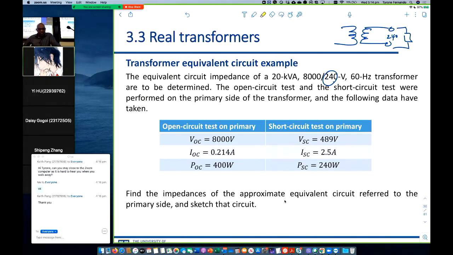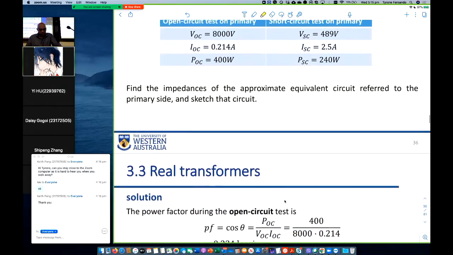The open circuit test and the short circuit tests were performed on the primary side of the transformer, and the following data are taken. So the open circuit voltage is 8,000. Open circuit current is 0.214 amps. For the open circuit test, the power measurement is 4,000 watts. It's 3 tests that we are doing. So let's focus on that, and then we'll come back to the short circuit, same measurements for the short circuit, voltage, current, and power measurements.